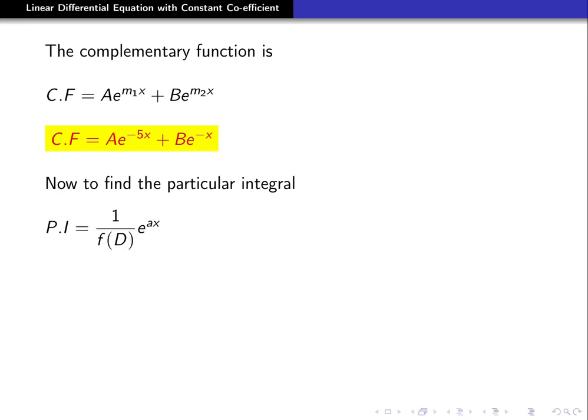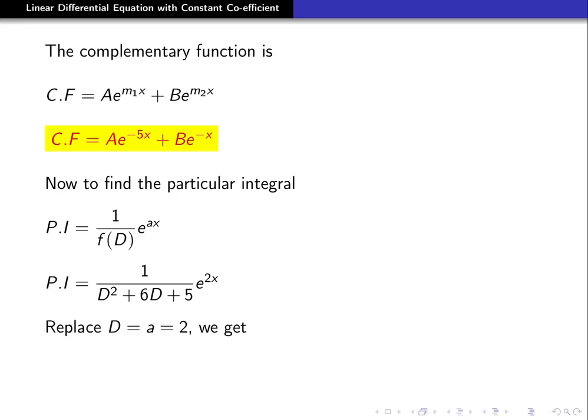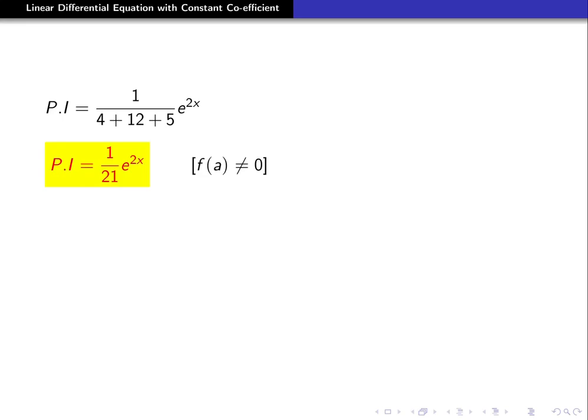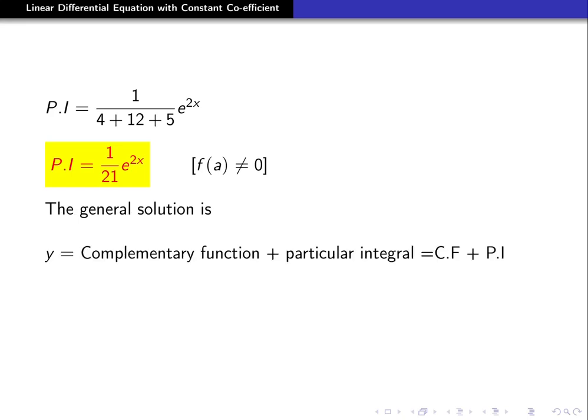So PI = 1/f(D) · e^(ax). Our f(D) = D² + 6D + 5, acting on e^(2x). Here we want to replace D with a, where a is the coefficient of x in the exponential term. Here the coefficient of x is 2, so a = 2. Wherever D is there, we replace it with 2. So we get 1/21 · e^(ax). Since f(a) is non-zero, this is the particular integral. Therefore the general solution is the complementary function plus the particular integral, CF + PI.